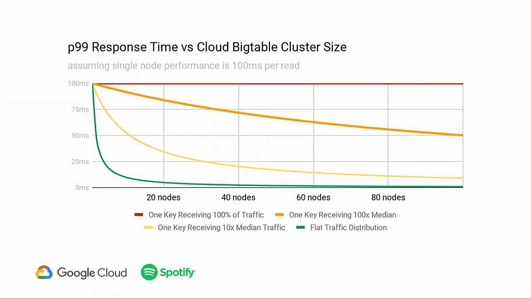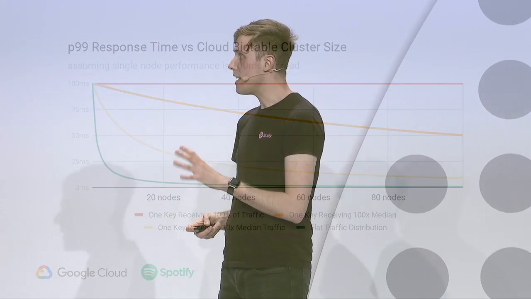This is why you don't want to use Bigtable for just one piece of data, essentially. The best case scenario is the opposite here. It's the green line at the very bottom. That's what happens if you have flat traffic distribution. No key is more loaded than any other key in the cluster. And that green line is great.